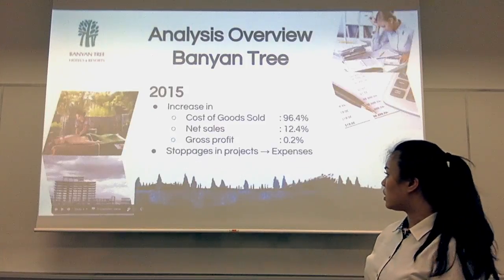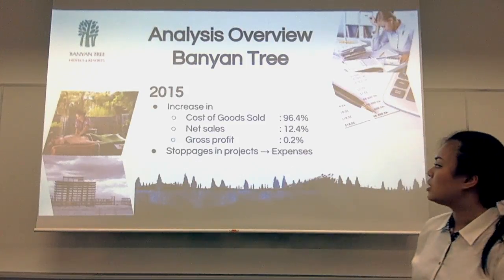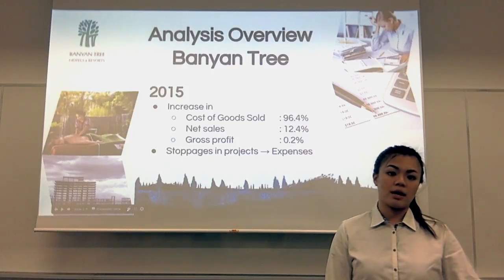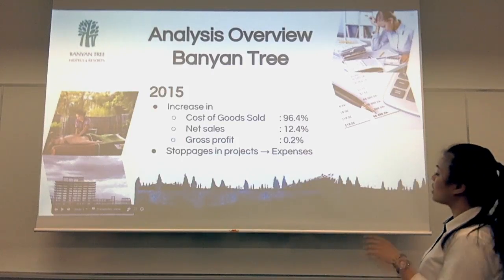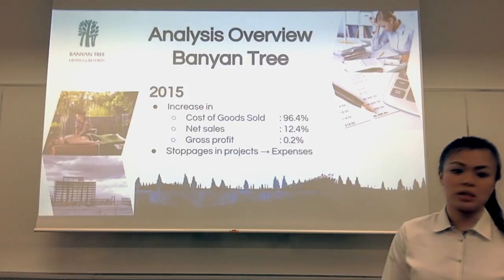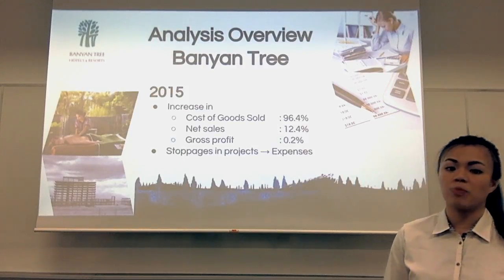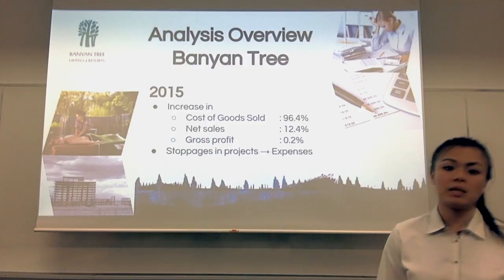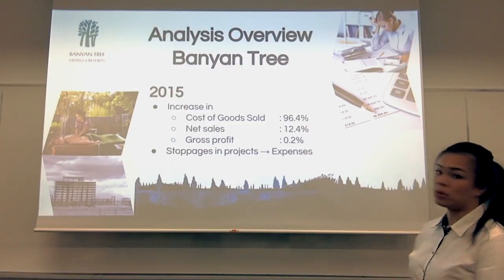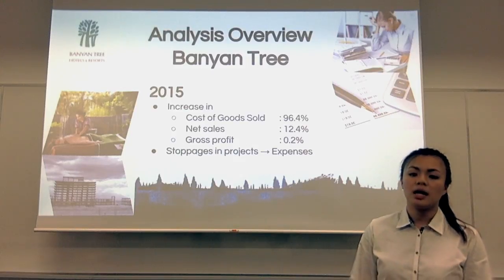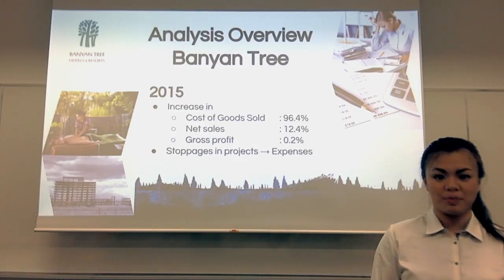So next, for 2015, there's actually an increase in the three categories. This is due to the hotel stoppages in projects, which causes them to be written off as expenses. On top of that, the explanatory notes in 2015 are also in line with the higher property unit sales. And lastly, the marginal increase of gross profit of 0.2% is due to the decrease in revenue of hotel segments in spa and gallery. Next, I'm going to pass on to Timothy.